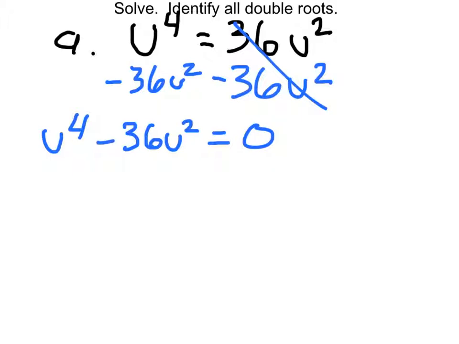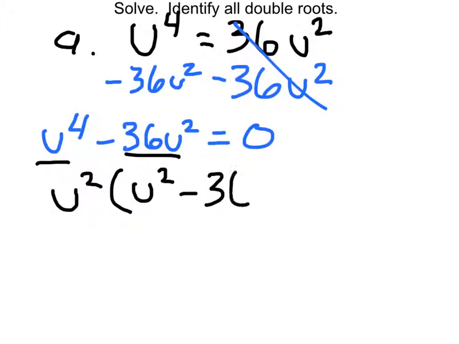So now the equation has 0 on one side, you need to factor the other side. So I notice that these two terms share a u squared. So I'm going to factor by greatest common factor. I'm going to take out a u squared, so I'm left with a u squared for the first term minus 36, and that is still equal to 0.